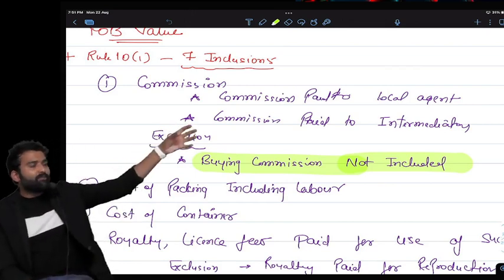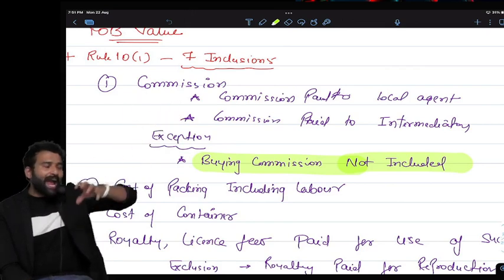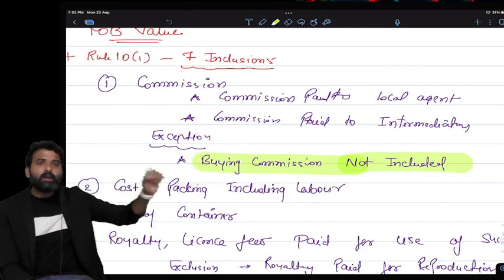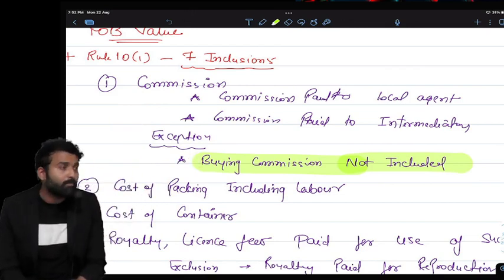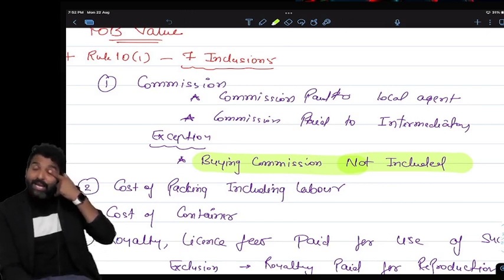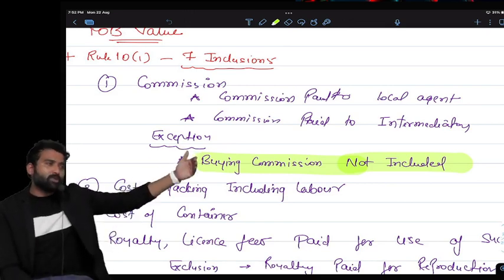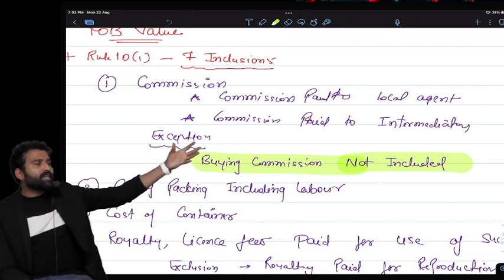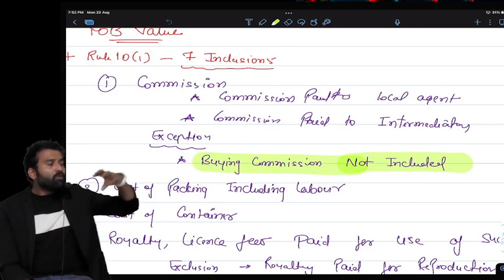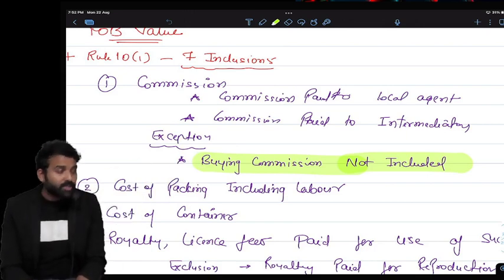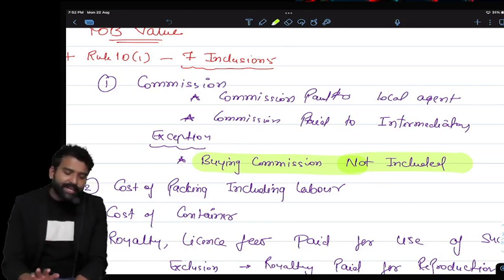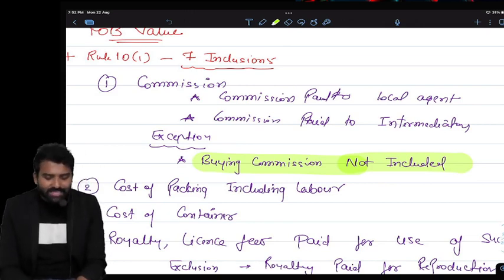So I have the FOB price. I will add all the commission, whether it is paid in India or abroad, except one commission, and that commission is called buying commission. So what is the meaning of buying commission? Buying commission is basically a commission paid for representing yourself outside India. So I am not going outside India. I appoint an agent to do all the formalities on my behalf. For that, I will be paying the buying commission. That commission will not be included. All other commission will be included while calculating the customs valuation.